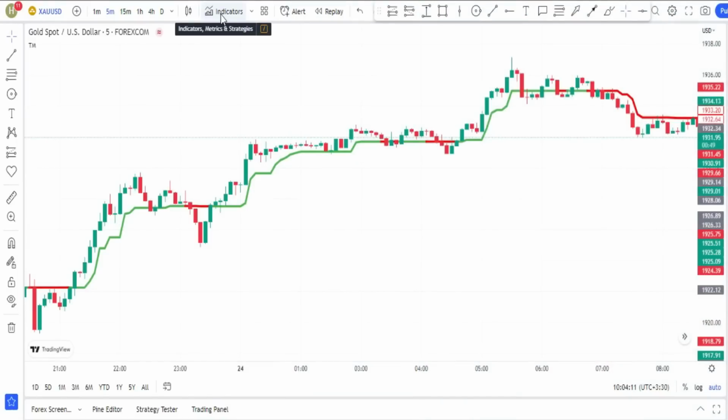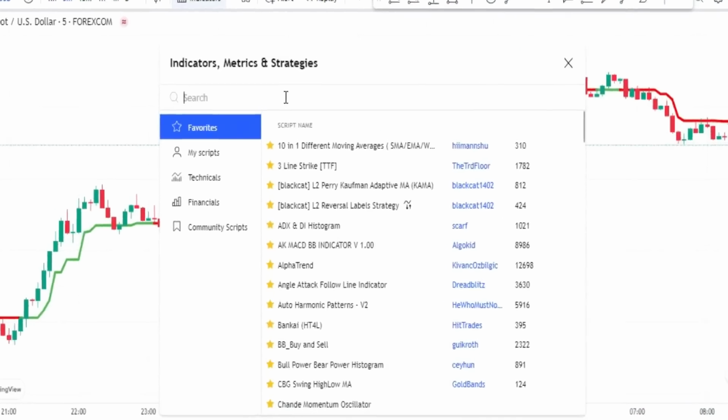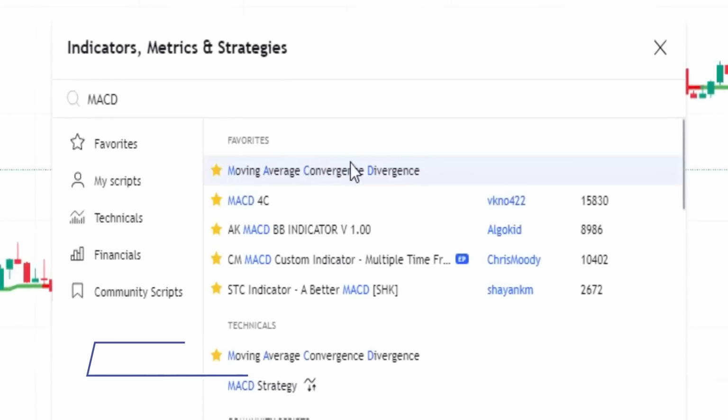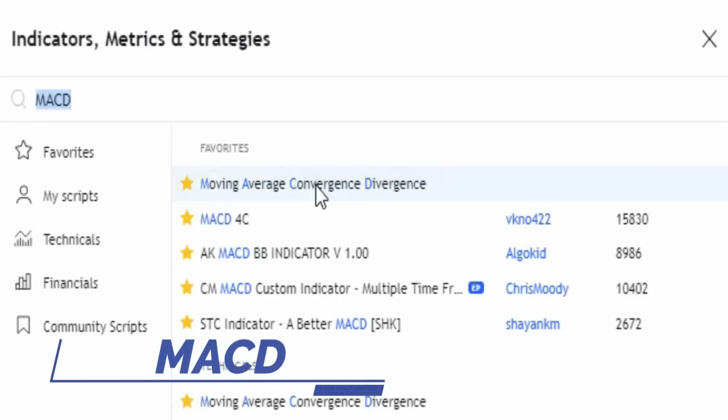But remember that I never recommend using just one indicator in the strategy due to false signals. As a result, for the second indicator, type MACD and add this very famous indicator to your chart.